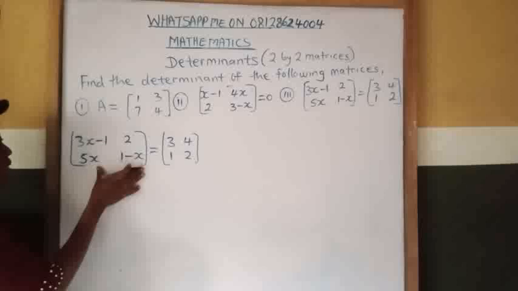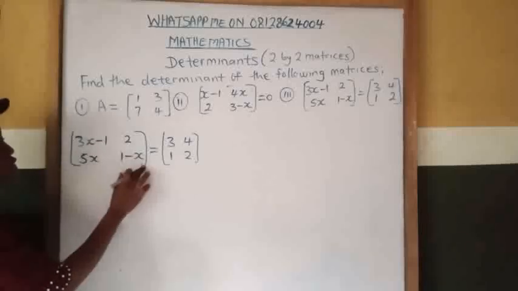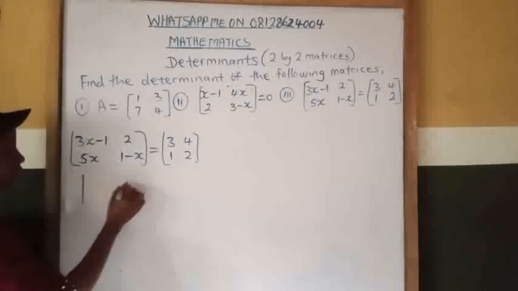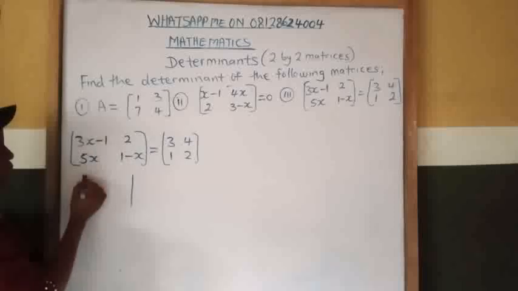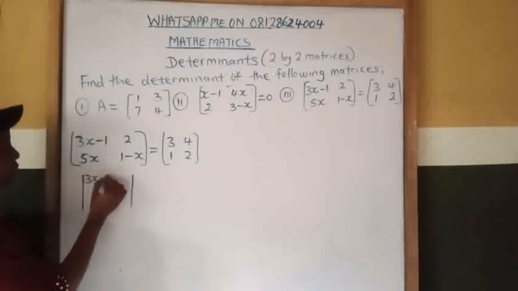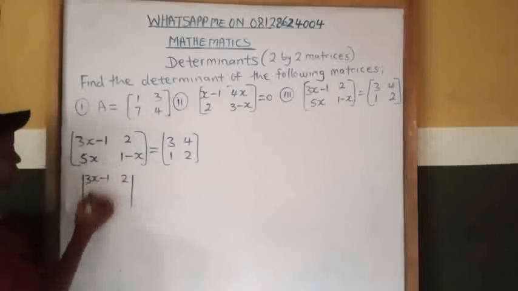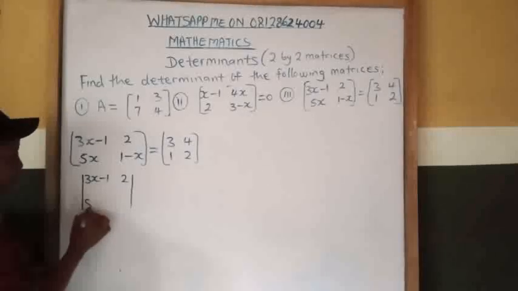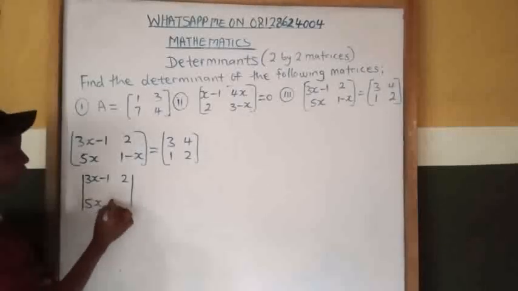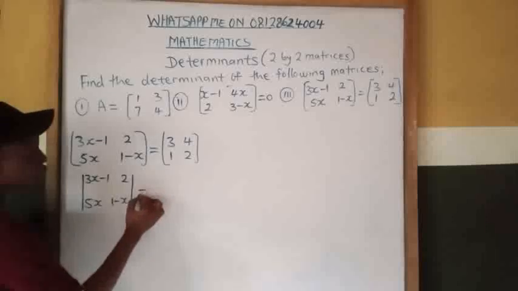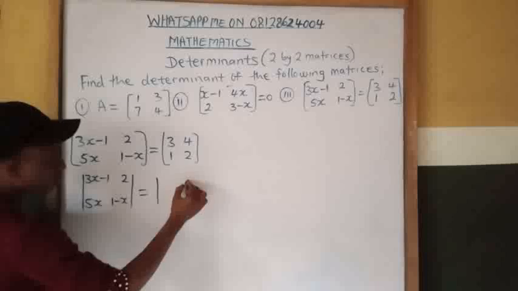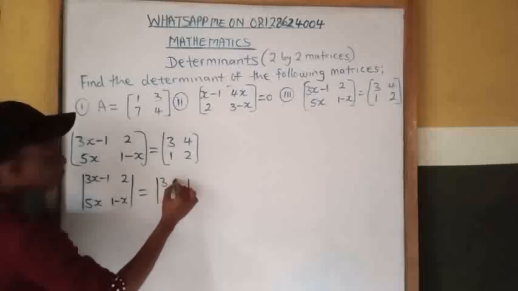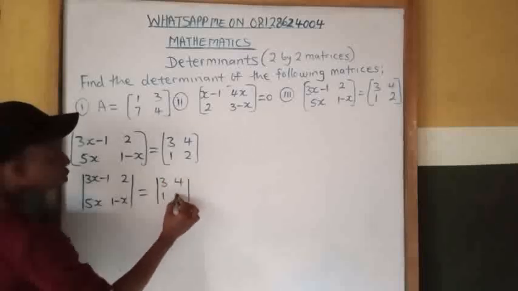To find the determinant, this bracket will change to the sign of determinant. That is 2 vertical lines. So let's bring in our elements. We have 3x minus 1 and 2. Then the second row we have 5x and 1 minus x, equal to, so change this bracket to the sign of determinant, 2 vertical lines. Then we have 3, 4 and 1, 2.